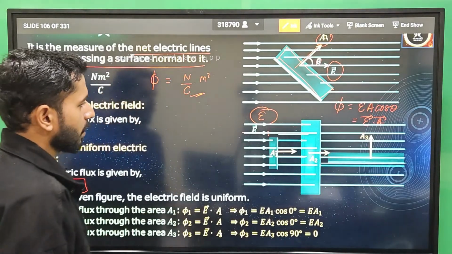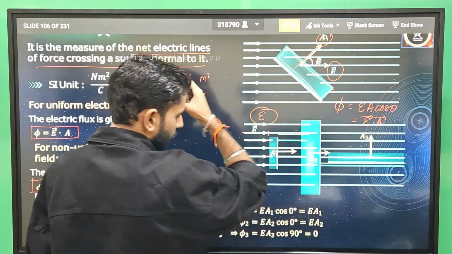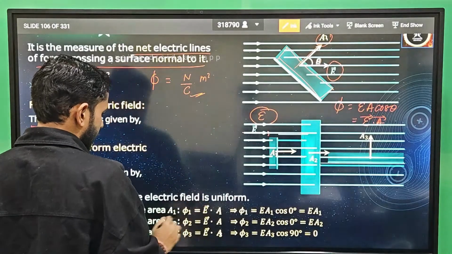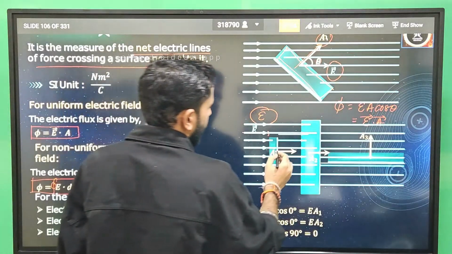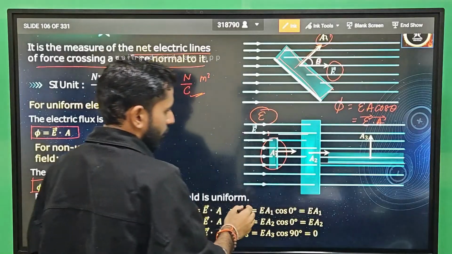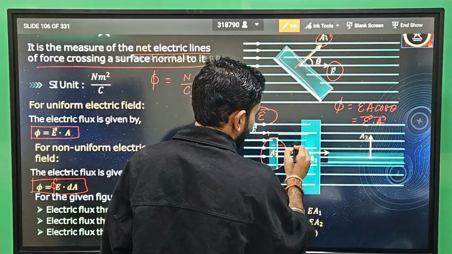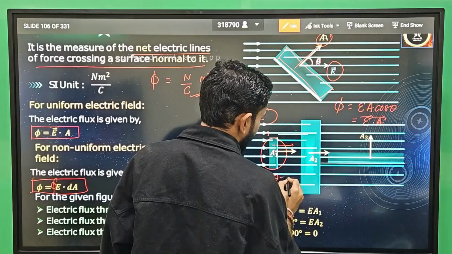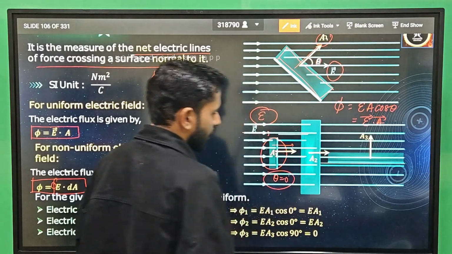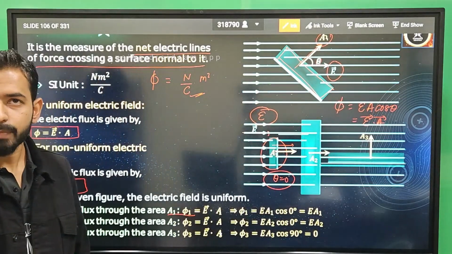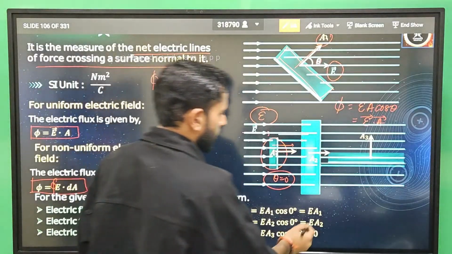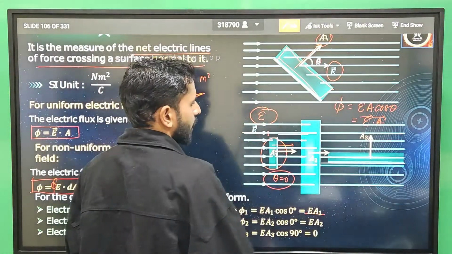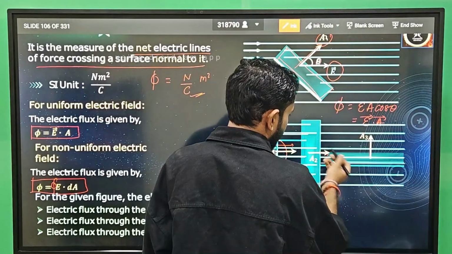Okay. Here three bodies are given. What will you write for the electric flux passing through them? The first case, phi 1. What will you write? E dot area 1. The area vector is this, and the electric field is this. That means what is the angle theta between them? 0. If the angle theta between them is 0, then cos of 0 is equal to 1. Correct? Cos of 0 is equal to 1. That means simply it will become E A1. Here also I can say the same thing. This is the area vector.